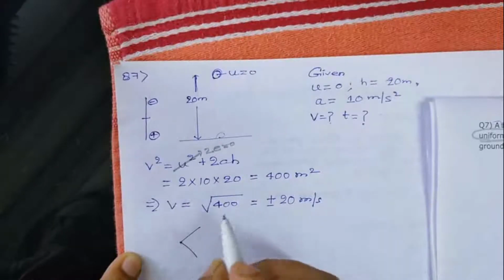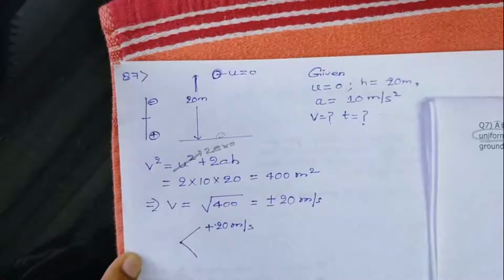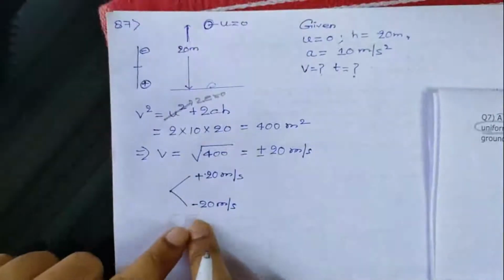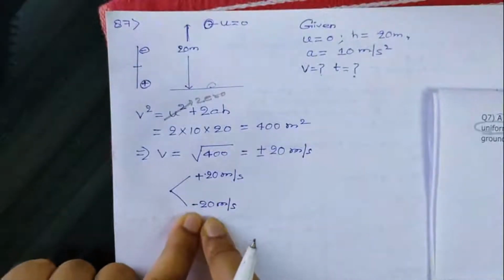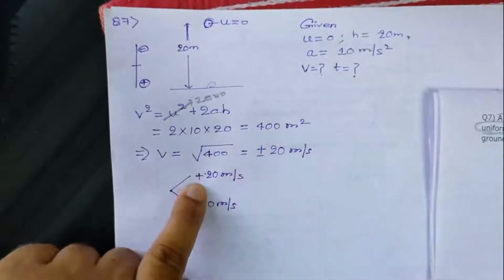Means we have two values. One is plus 20 meter per second and another is minus 20 meter per second. Yeah, because if you multiply minus 20 into minus 20, it will come out to be plus 400. Similarly, 20 into 20, anyway, it is 400.